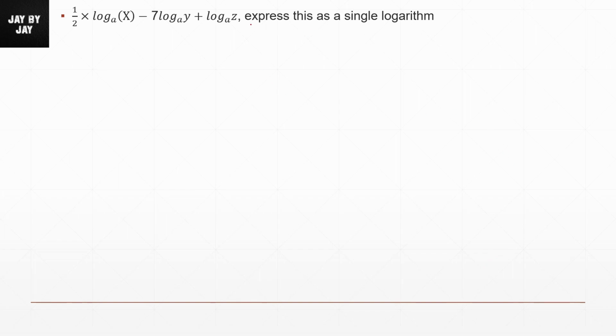The question said express this as a single logarithm. So first of all, try to write down the question: log a to the x minus 7 log a to the y plus log a to the z. First of all, look at whether the base is the same or different. You can see that the base is the same for all 3 components. So in order to convert this whole complex logarithm into one single logarithm, you need to take this half inside of the logarithm. How can we do that?